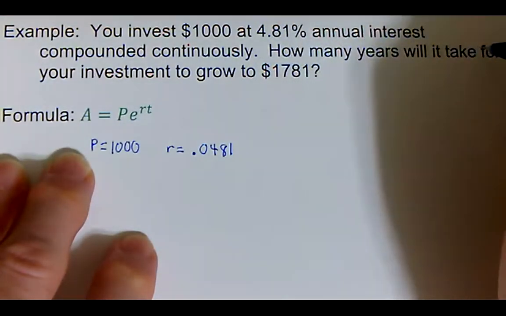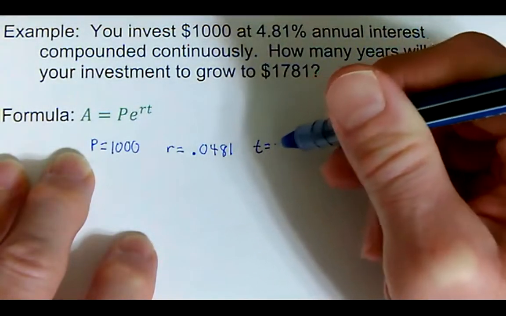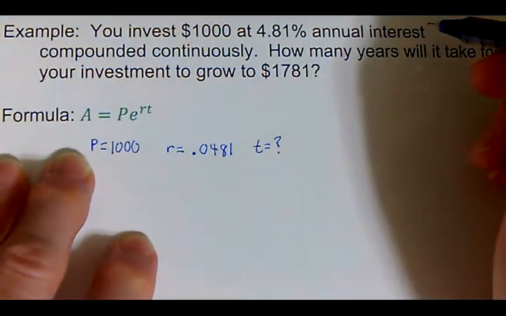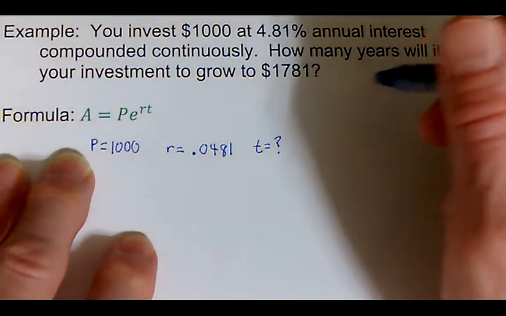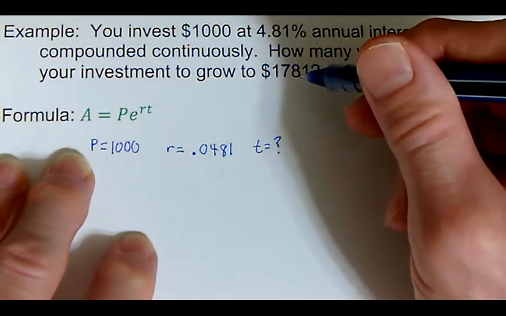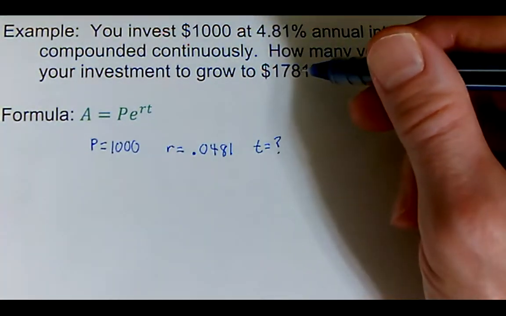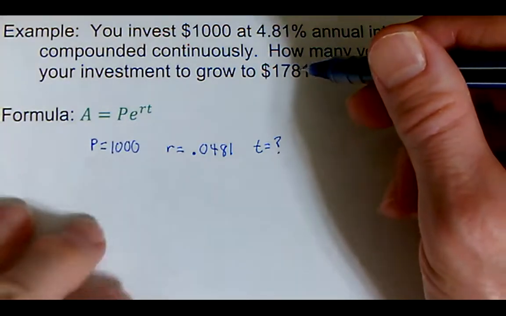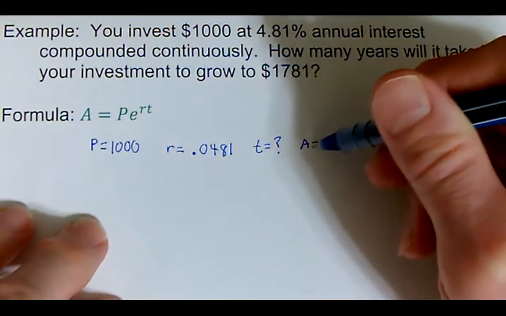How many years will it take? That would be an unknown value of time, and we don't know what that is. We're going to have to solve for that. And then the investment grows to $1,781. That would represent the amount that you get after a certain number of years. That's your A.